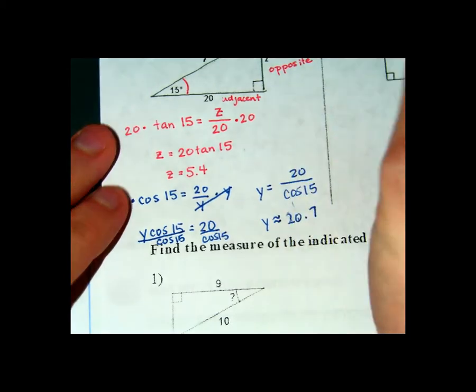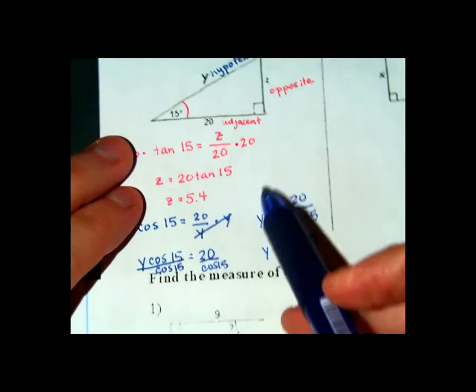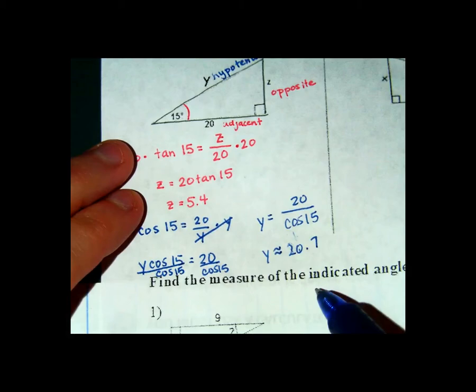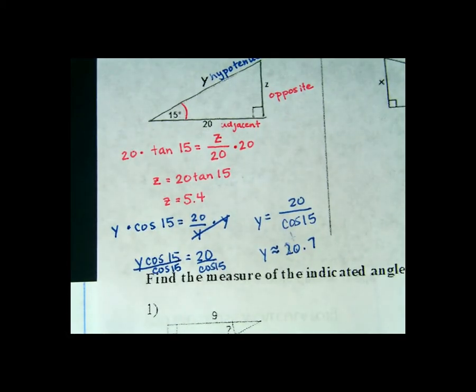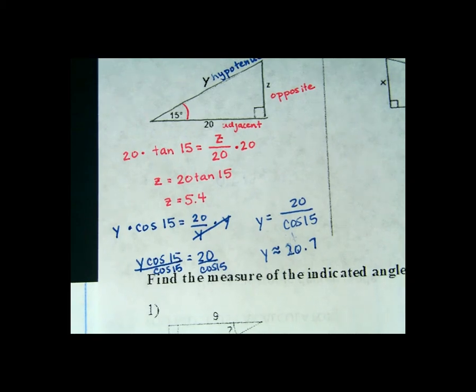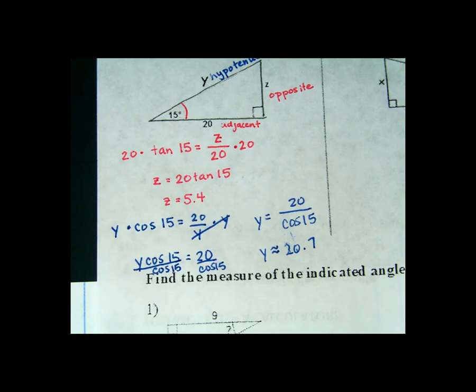Does that make sense? It definitely couldn't be 8. Is this y supposed to be the longest one? Yes, it is. If you got something other than 20.7 on your calculator, you need to make sure it's in degree mode. You need to make sure you typed in cosine. You need to make sure you did divide. That's normally what happens.